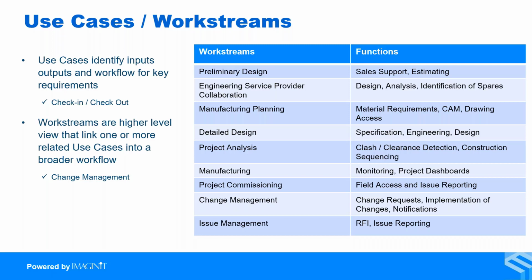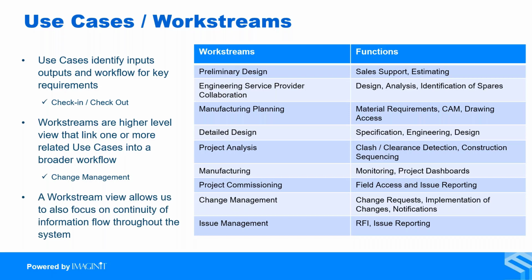For example, change management. Change management encompasses the use case of check-in and check-out functionality and many others, such as requests for change, change notices, and other functions within the change process. Once we've defined the requirements, the use cases, and the work streams, we can then start to look at the solution architecture. The workstream view allows us to also focus on the continuity of information flow throughout the system.